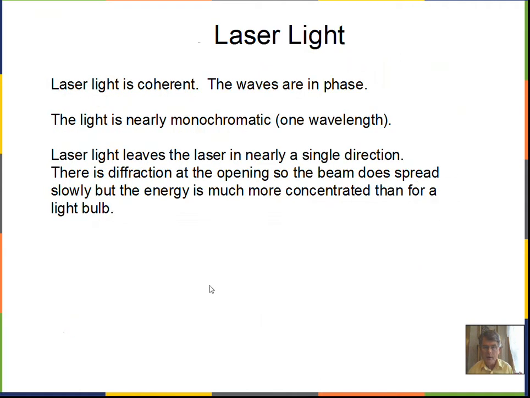So the laser light is coherent. The waves are in phase or traveling in the same direction. And pretty much we're at the same wavelength. There is some Doppler shift, broadening of the wavelength, but we're going to ignore that. So we're going to say we have monochromatic light, one wavelength. The laser beam goes out in a single direction.